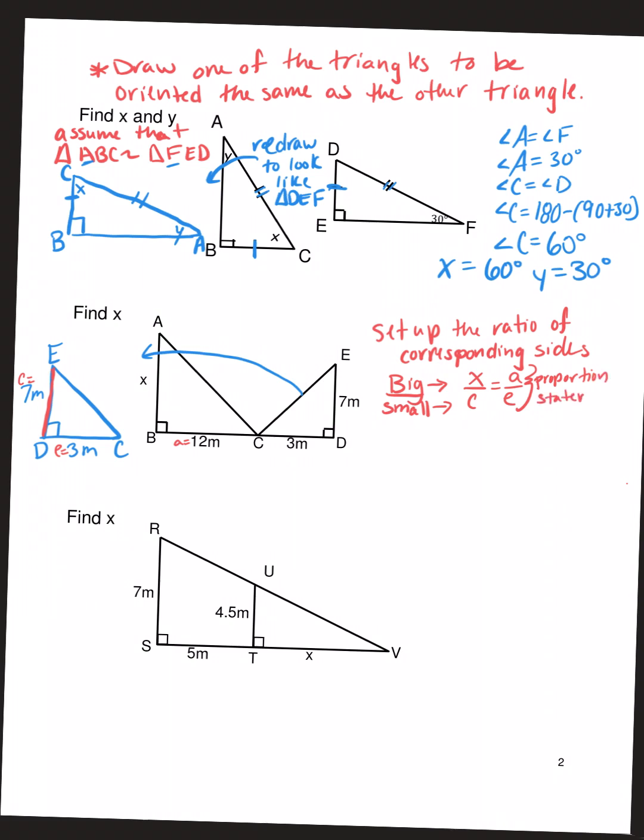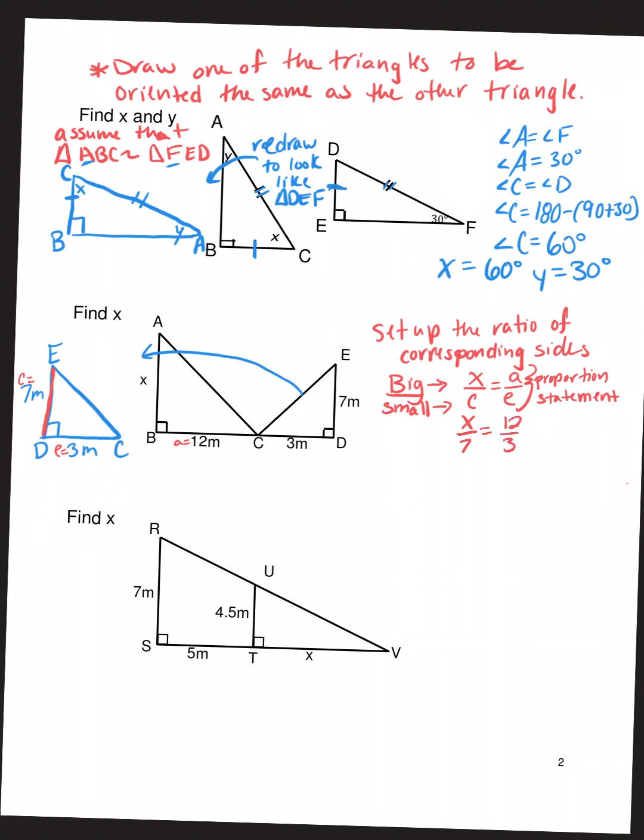So now we can just plug in the values we have. Okay, so x, we still don't know, it's just x over c. Okay, so side length c is here, right? So that's going to be 7. That's going to equal a, which is 12, over e, which is 3.